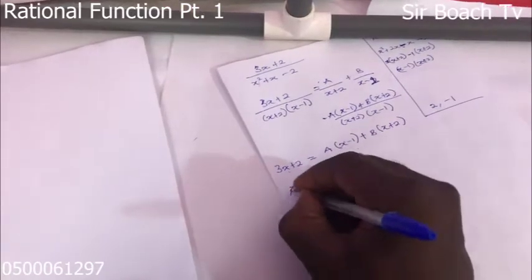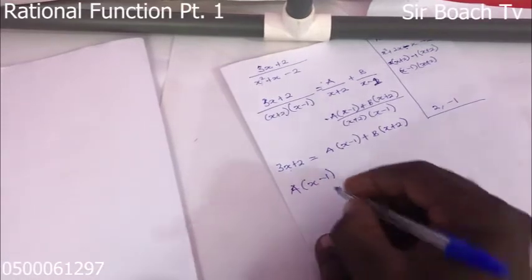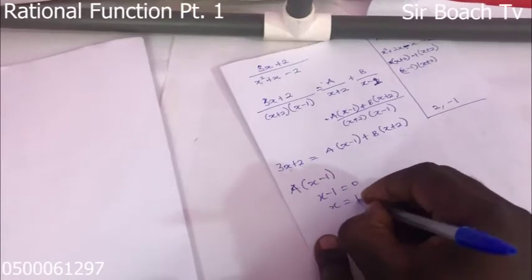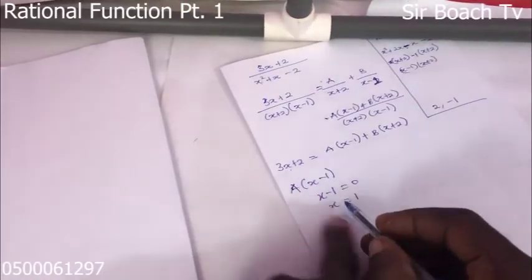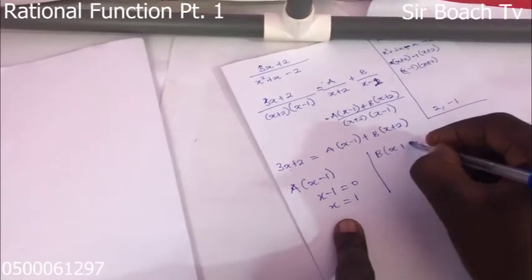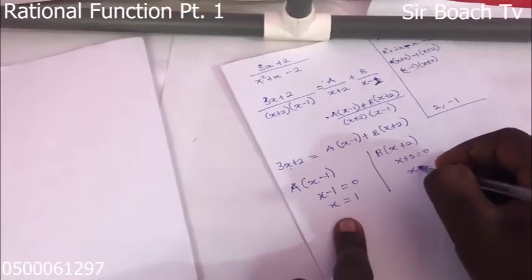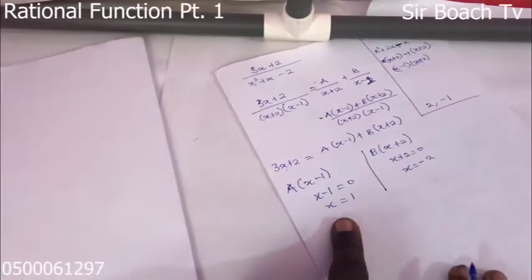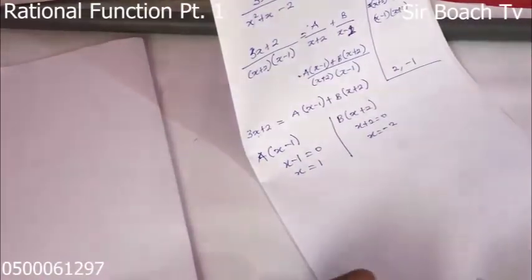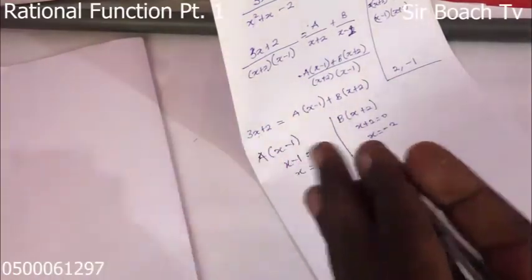So we have A bracket x minus 1. When we find this one, we are going to get x minus 1 equal to 0. Then we get x equal to 1. You understand? That's what we got from the A. Then the other one, from the B, we have x plus 2. So we are going to get x plus 2 equals 0. Then we are going to get x equals minus what? 2. Are you good? So now after we have this, we are going to put it back in the equation so that we get what we want.